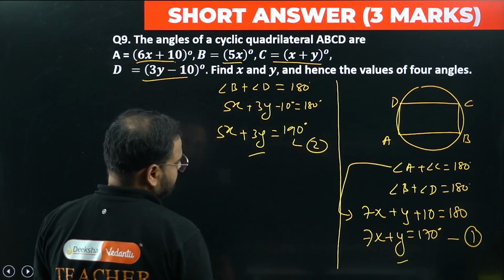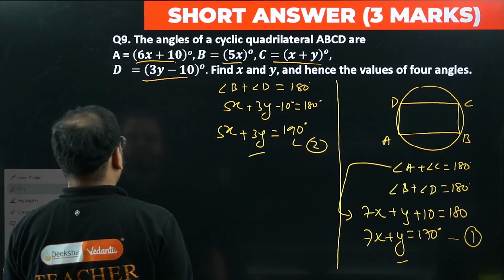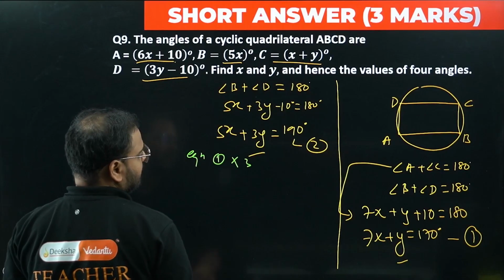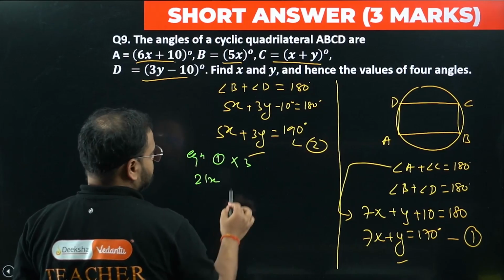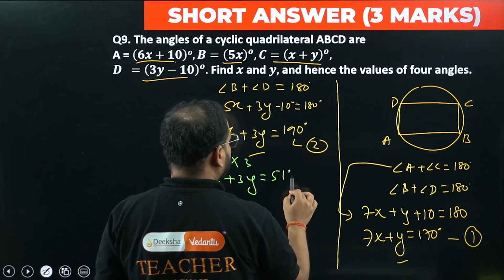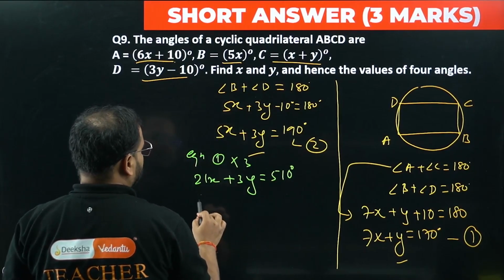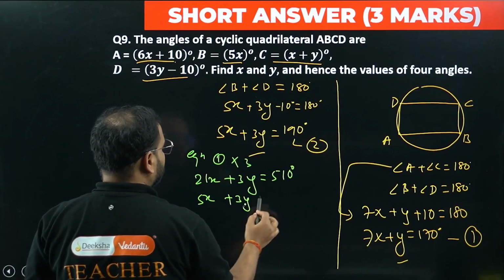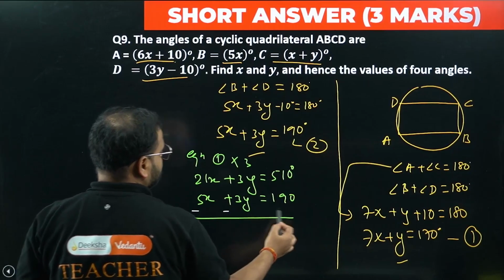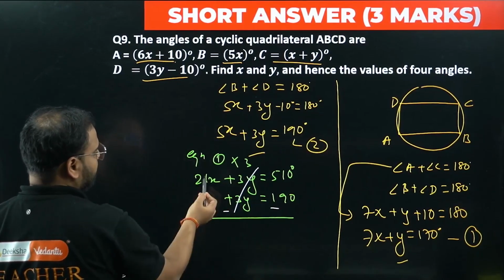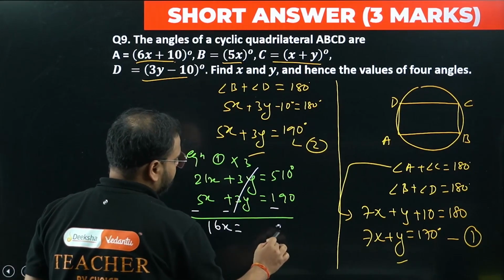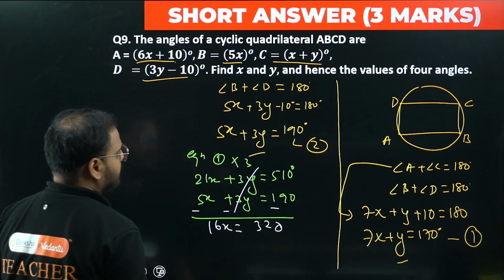So do one thing. Multiply equation number 1 with 3. What are you going to get? You're going to get 21x plus 3y equals 170 times 3, 510 degrees. Now write equation number 2 again: 5x plus 3y equals 190. Subtract them, change the signs. So 3y goes out. 21x minus 15x is 16x. Subtract this: 510 minus 190 is 320.